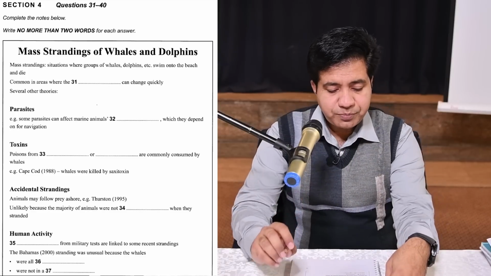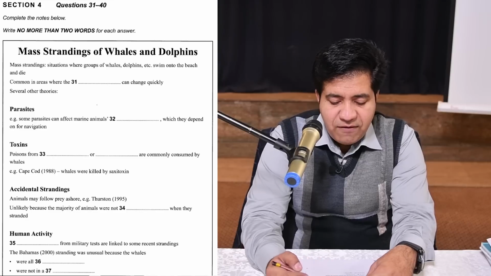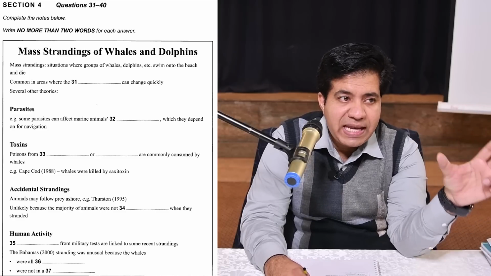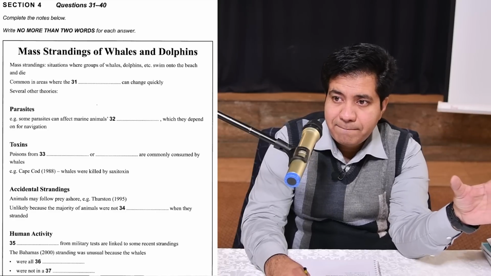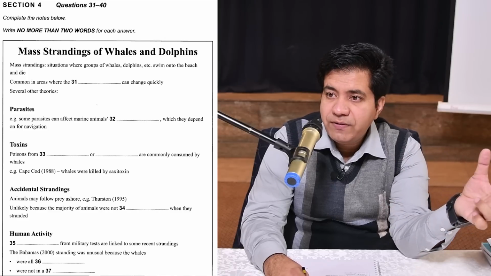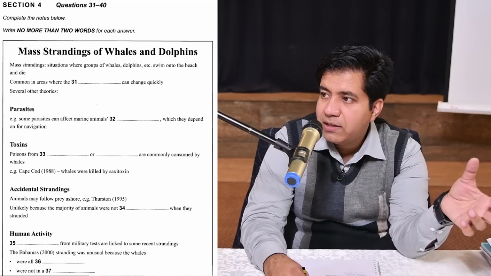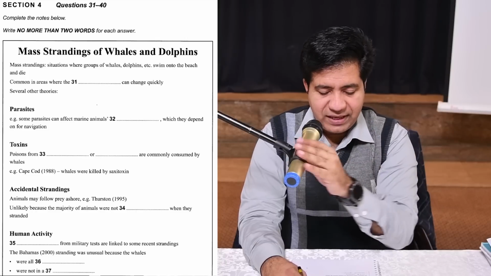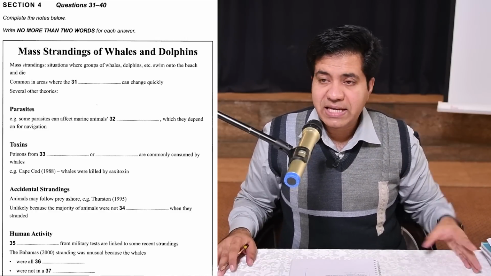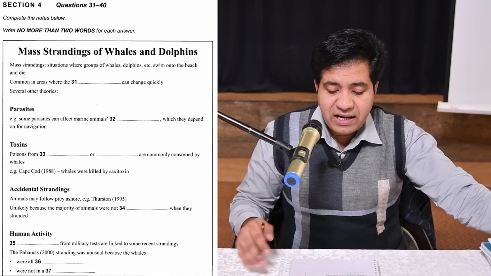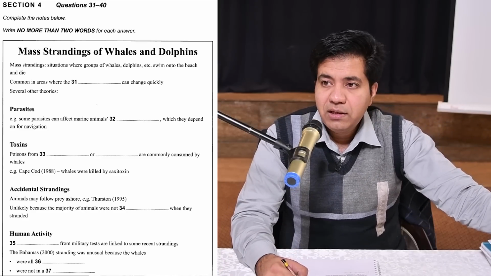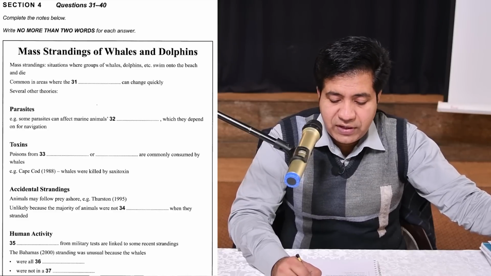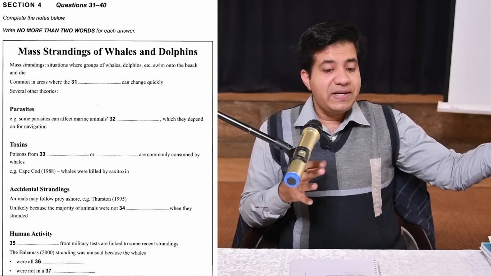Question number 31. Common in areas where the dash can change quickly, something that can change quickly. Now think about the sea, right? Because you know, whales and dolphins, they live in the sea. Don't say they live in my town, they live behind my house and all that. So mass stranding of whales and dolphins, and then they say common in areas. Areas means the part of the sea where the dash can change quickly. Now what is it that changes? For dash can change quickly, they can use any other word, right? Or for quickly they can use the word sudden and all that.